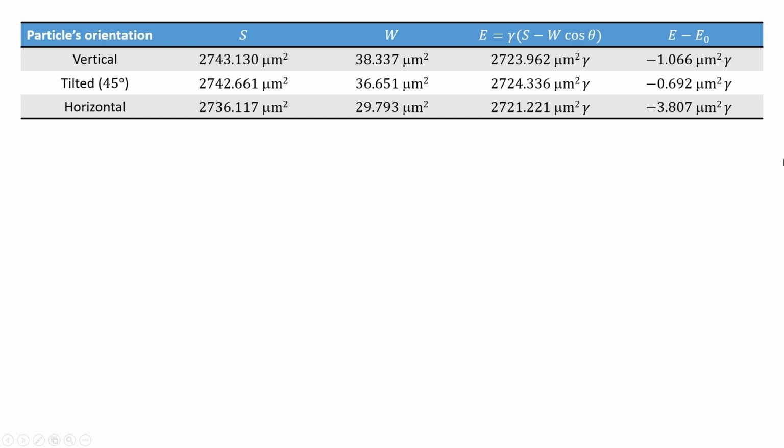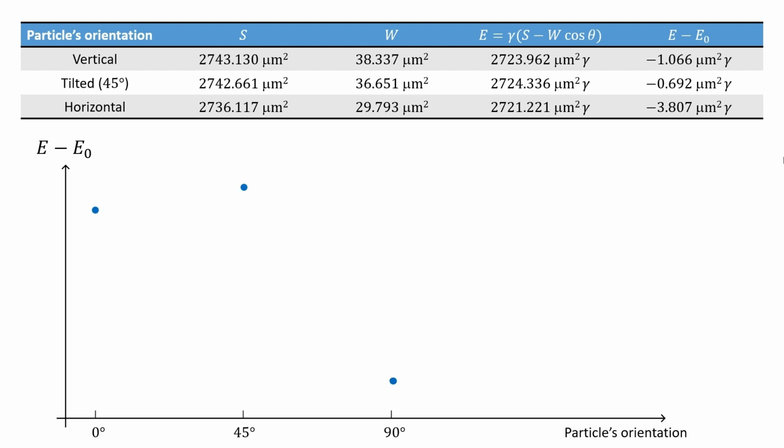By plotting the adsorption energy of the cylinder with respect to the cylinder's orientation, we see that the horizontal orientation has the lowest energy. Therefore, the cylinder prefers staying horizontally at the interface. In addition, the vertical orientation seems metastable. So, the cylinder might be found also in the vertical orientation.